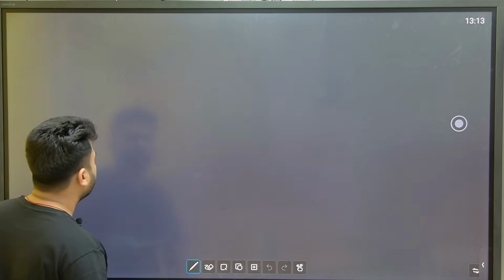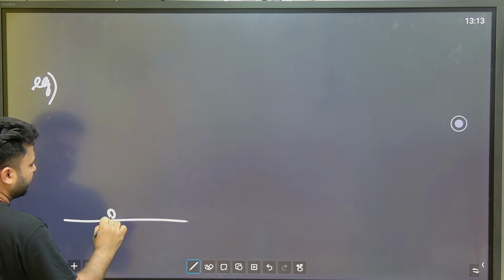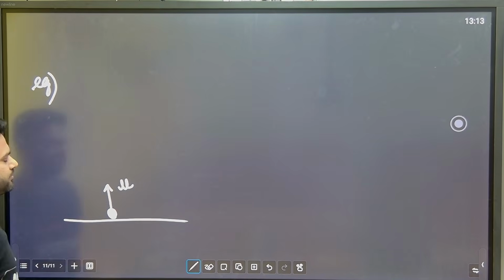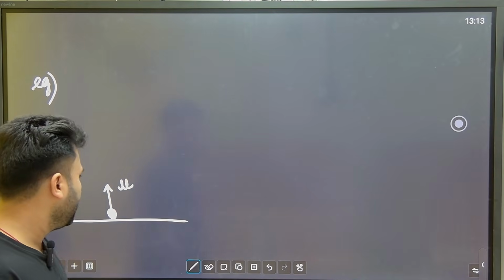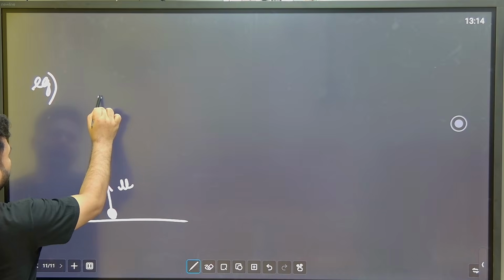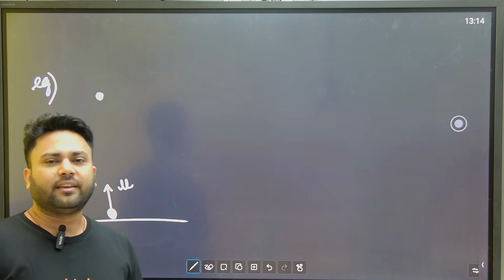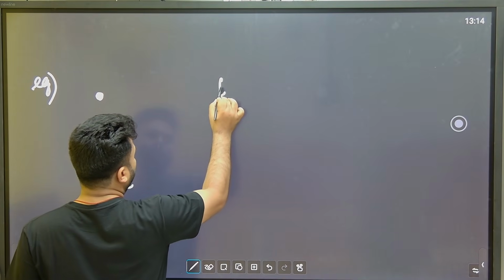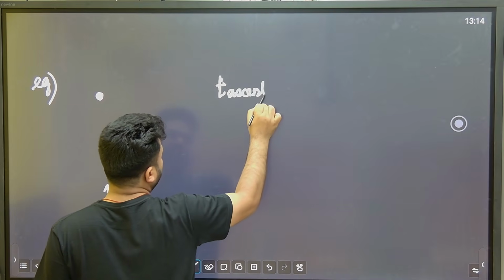For example, like this is the ground and there is a ball. You are projecting up with a speed u. It goes till the maximum height. It stops for a moment here. This is the maximum height. It stops. They are asking how much time it takes to go up. Time taken to go up, or we call this time of ascent.